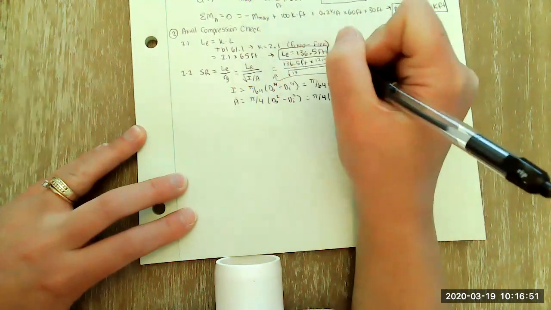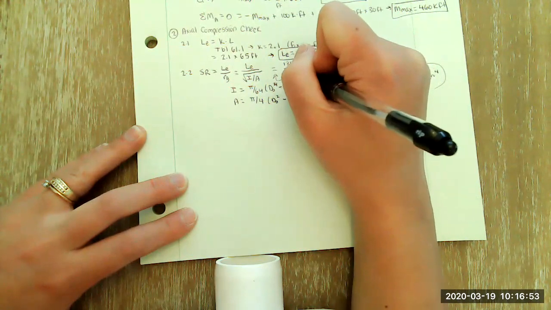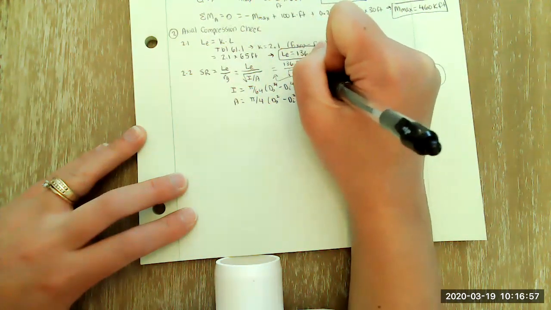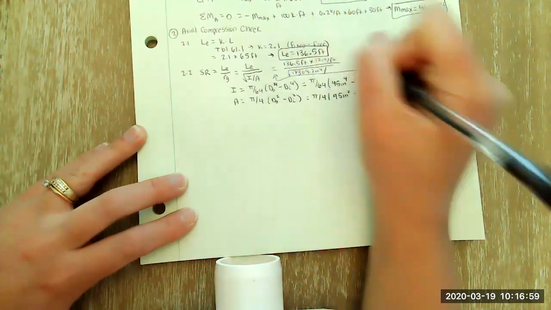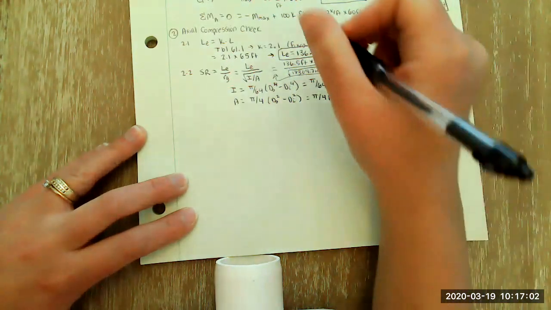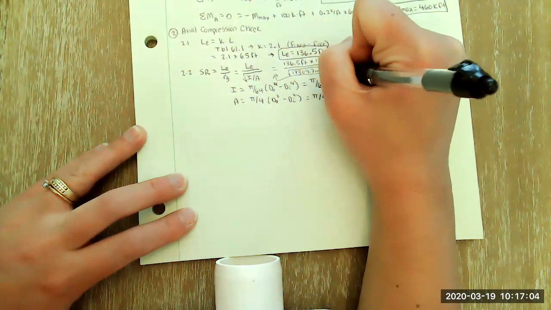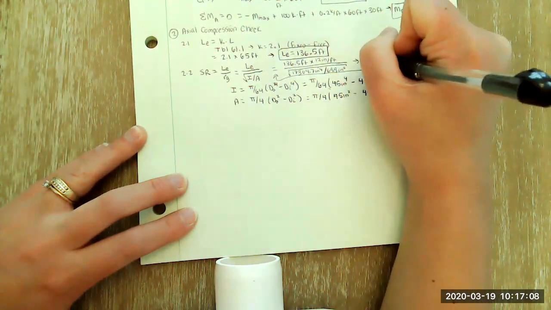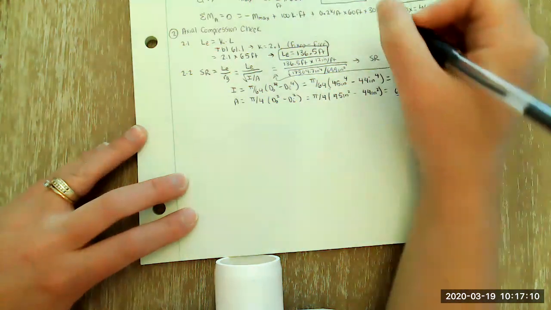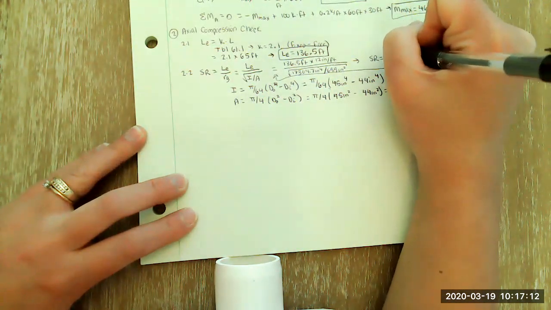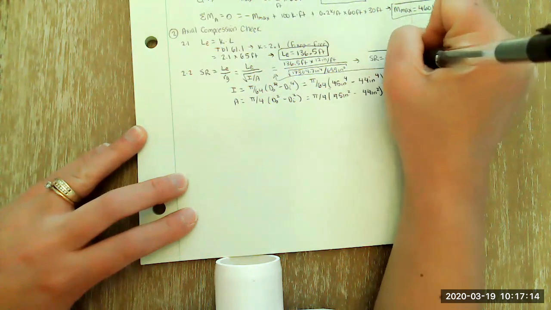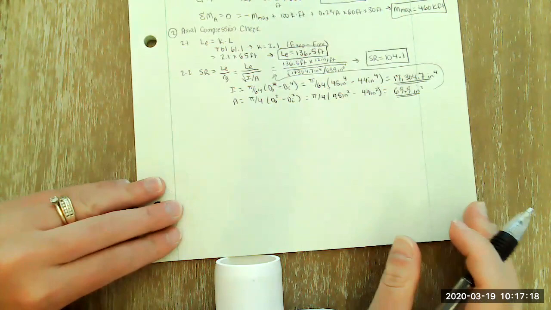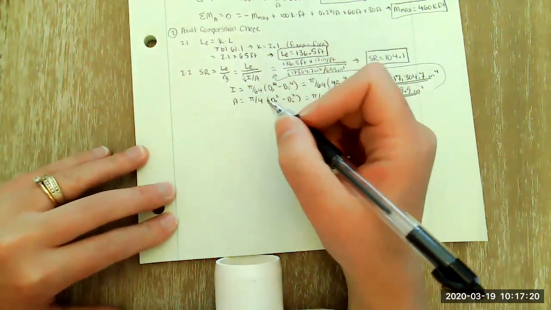So 17,304.7 inches to the 4th divided by 69.9 inches squared. And I get that my slenderness ratio for this beam is equal to 104.1. So we'll compare this later to the critical slenderness ratio to determine the type of pile we have.